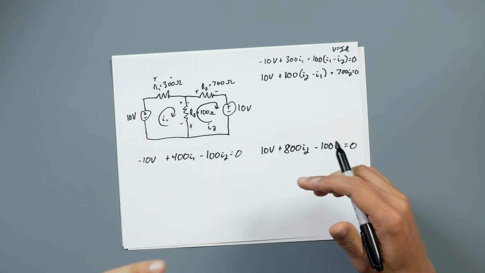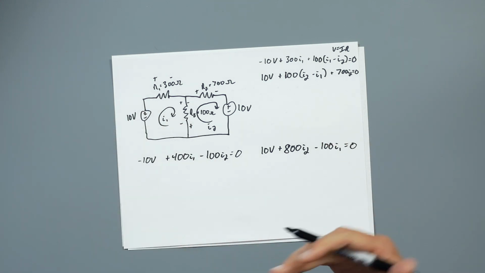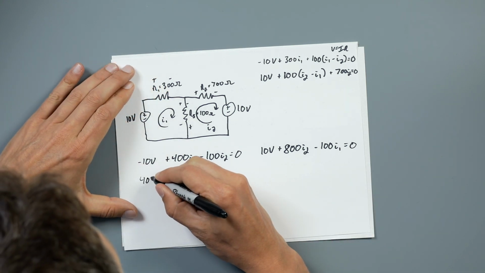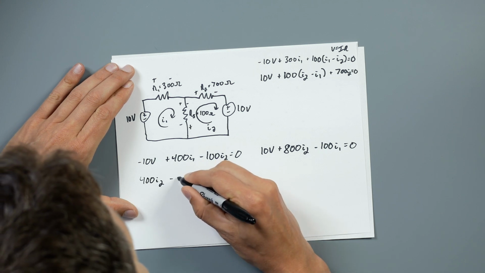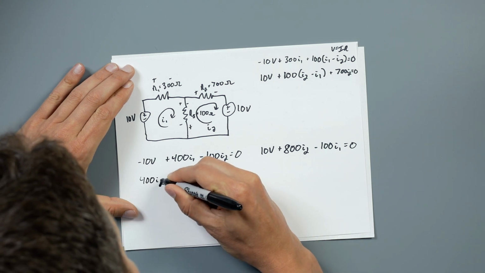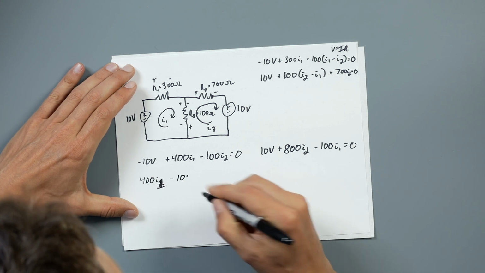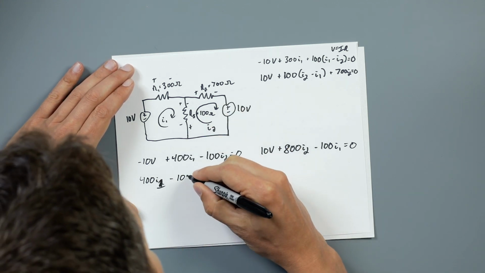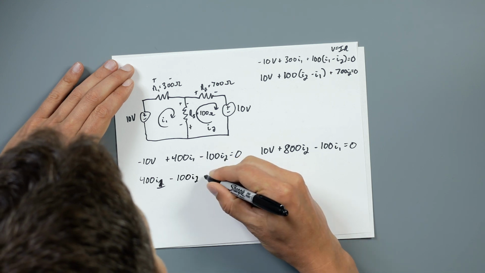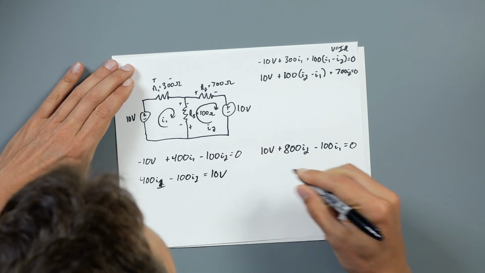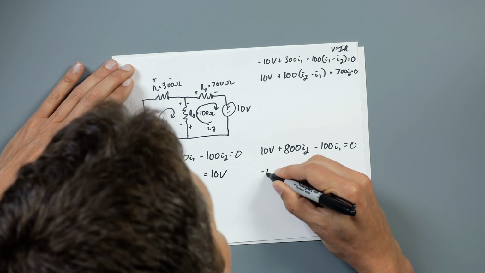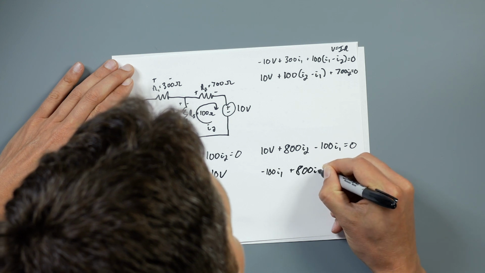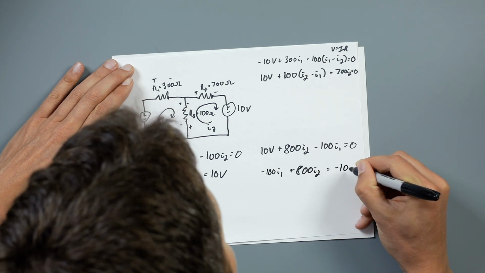Now, instead of going through all of the algebra, how about we just set this up in a way that we can plug this into a matrix calculator? So I'm going to take that and I'm going to say 400 I1 minus, that's also where I make a ton of my mistakes. I literally said out loud I1 and wrote I2. Then 100 I2 equals 10 volts. And then on this side, I'm going to say negative 100 I1 plus 800 I2 equals negative 10 volts.